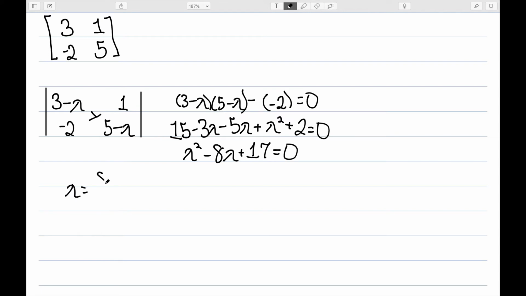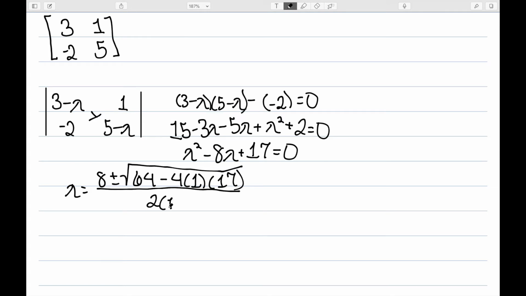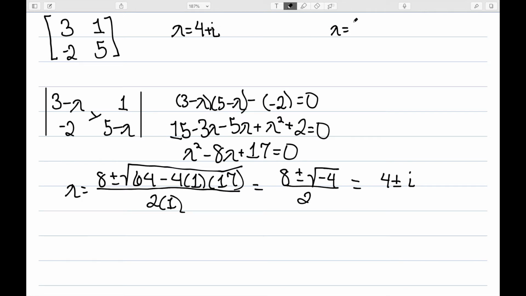Using our quadratic formula, we would have negative b plus or minus the square root of b squared minus 4 times a times c, all over 2 times a. Simplifying this gives me 8 plus or minus the square root of negative 4 over 2, or 4 plus or minus i. So we have our eigenvalues of 4 plus i and 4 minus i.